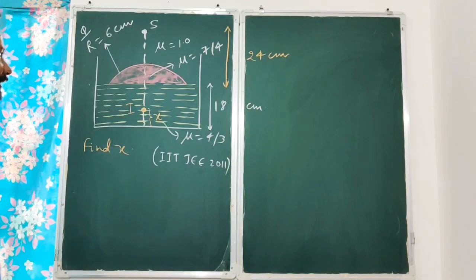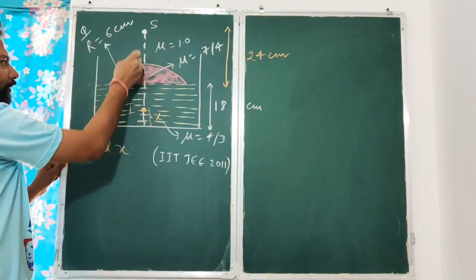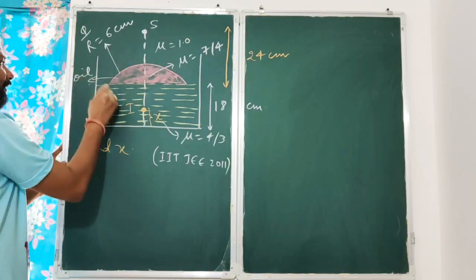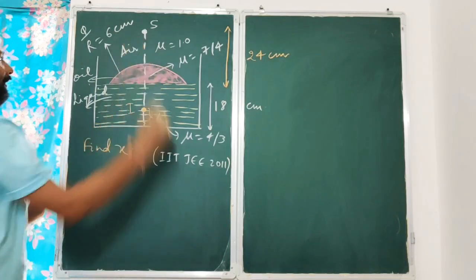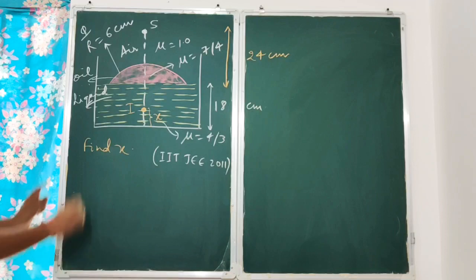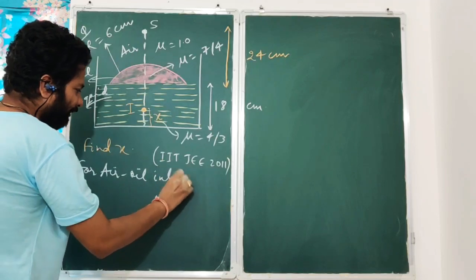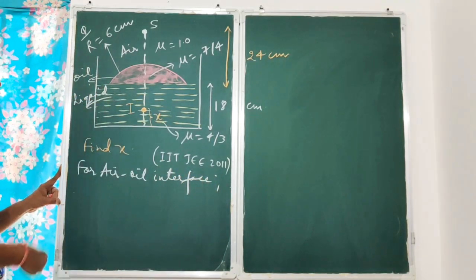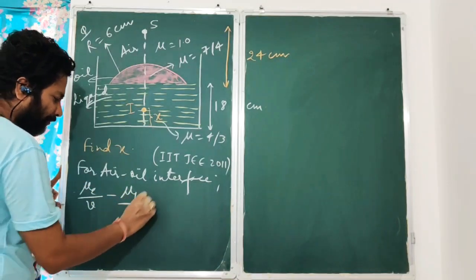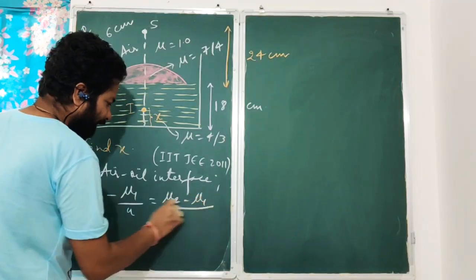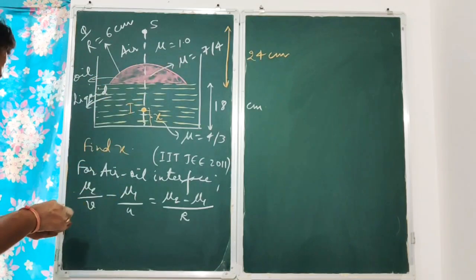So let us start with the first surface. So what do you see the first surface here? It is air. This is air, oil. Let us say this is oil. This is some liquid. And this is air. So first we'll talk about air-oil interface. So for air-oil interface, there is refraction at a single curved surface. So what is the formula? I am first writing the formula: mu2 by V minus mu1 by U is equal to mu2 minus mu1 by R. So what is mu2 for this? It will be 7 by 4.